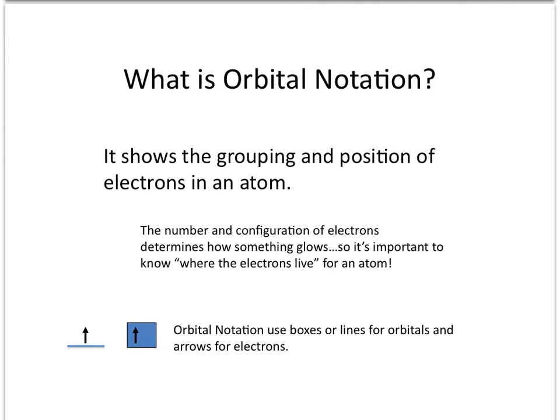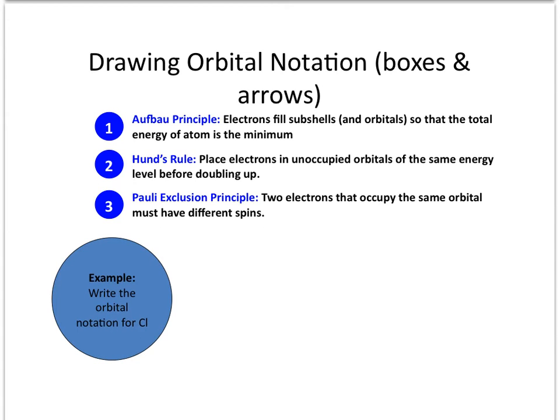We will use arrows to represent the electrons, and we will use a line or a box or sometimes a circle to represent the orbitals of the energy levels of the atom. We've already discussed the Aufbau principle. Electrons fill subshells and orbitals so that the total energy of the atom is minimum, meaning that electrons are going to fill the lowest energy level sublevel first and work their way up to the higher energy level sublevels.